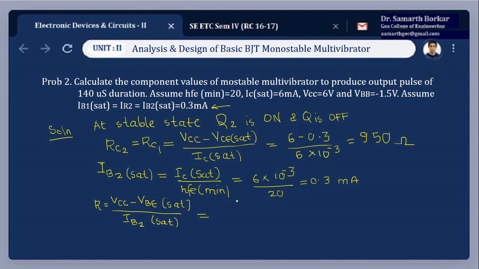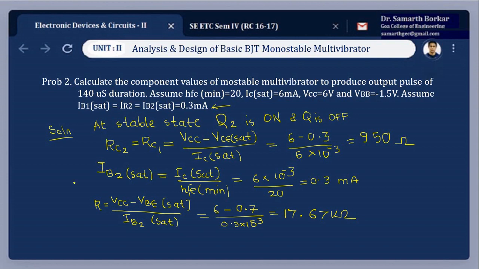When we are solving these problems, it is always advisable to draw the circuit diagram somewhere here, so you can visualize what these component values are for. Let us substitute the values: 6, 0.7 volts, and IB2 is 0.3 milliamperes, so 0.3 into 10 to the power minus 3. If you solve this, the answer is 17.67 kilo ohms. Now this is the stable state. In the stable state, Q2 is on and Q1 is off.